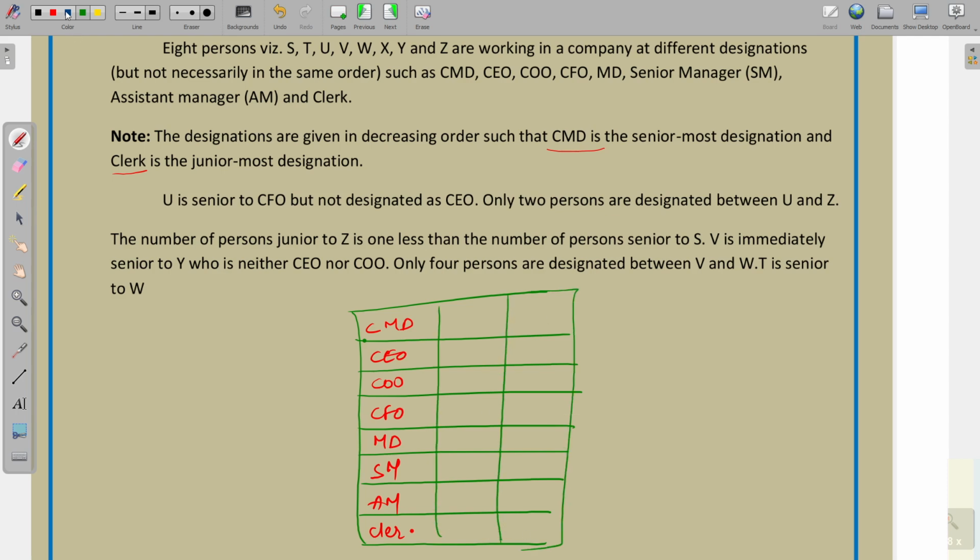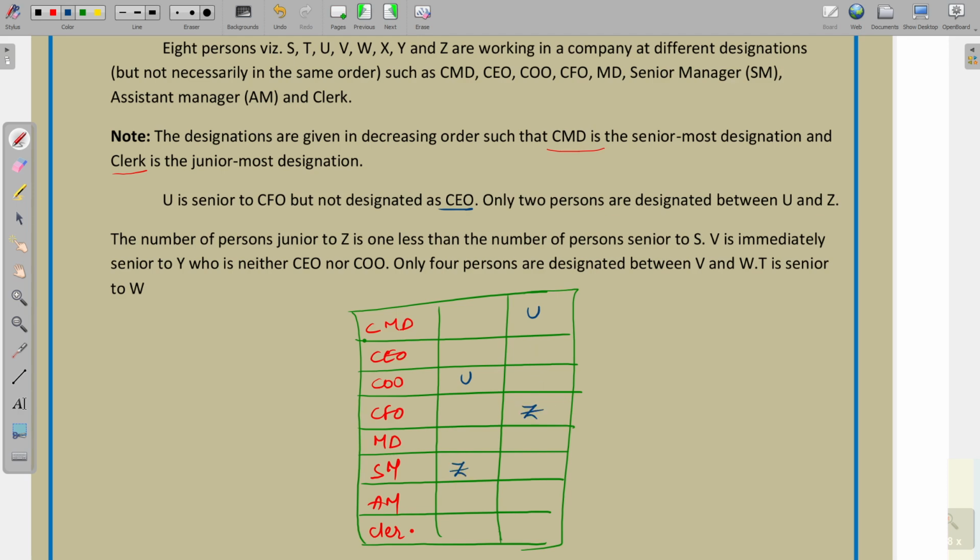See the first one. So, first one starting from U. U is senior to CFO but not designated CEO. Okay. So, U is placed here and not CEO. And next, only 2 persons are designated between U and Z. So, Z is placed here.